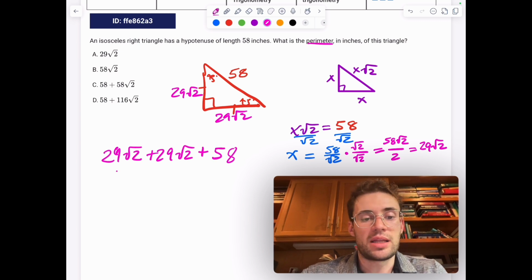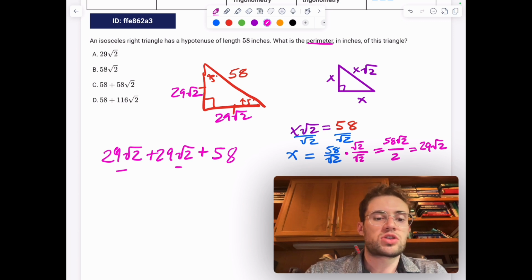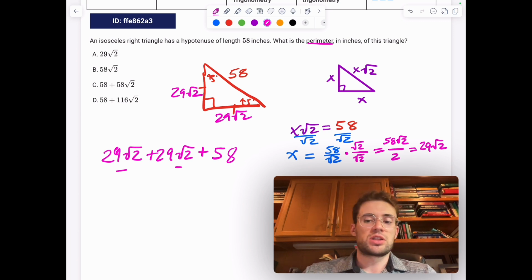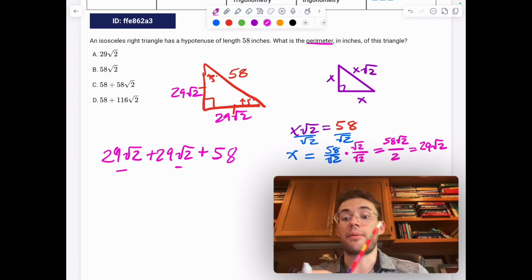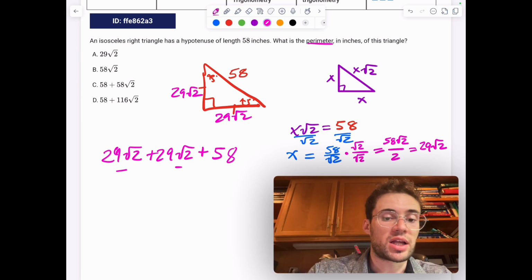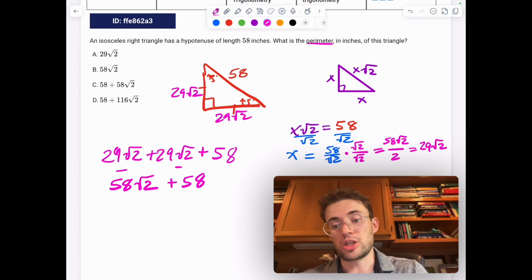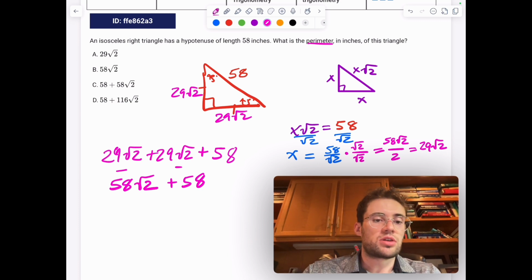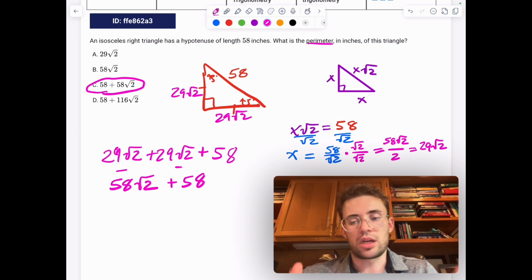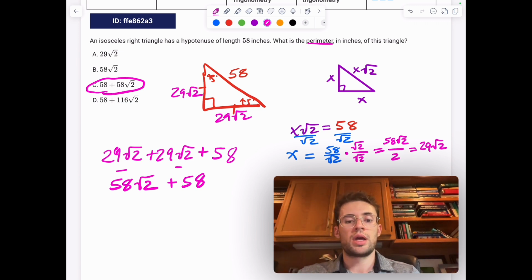Now you can't combine these two as 58 because it doesn't have a square root of 2. But basically think of if a square root of 2 is a thing. So like maybe a pencil is a square root of 2. We've got 29 of these, and then we've got 29 more of them. So that's a total of 29 plus 29 is 58 square root of 2's. And then you also have this 58, just integers over here. So we leave those two separate, 58 root 2 plus 58. You can see that's equivalent to C. They just did the commutative property of addition. You can switch the order. If you're adding two things, it doesn't matter.